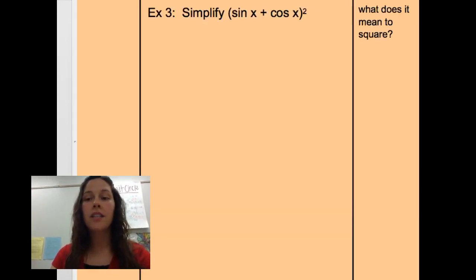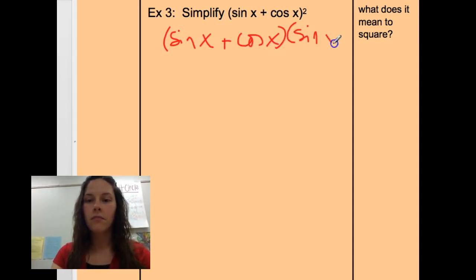And our last one for this video, we are given an expression that's quantity squared. Now instead of distributing the square into the parentheses like is so tempting, what it means to square something is multiply it by itself. So we're going to write this out times itself. And then we're going to distribute.